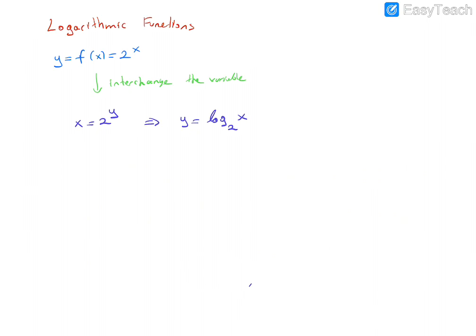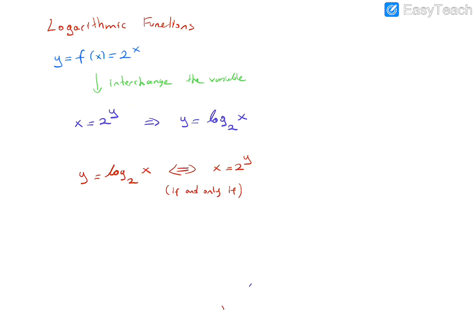So as a result, y equals logarithm base 2 of x if and only if x equals 2 to the power y. Okay? That is the meaning of this notation, if and only if. So y equals logarithm base 2 of x implies x equals 2 to the power y, and x equals 2 to the power y implies y equals logarithm base 2 of x.